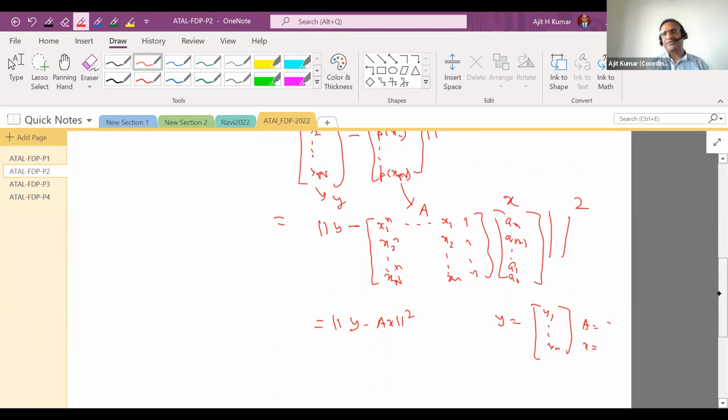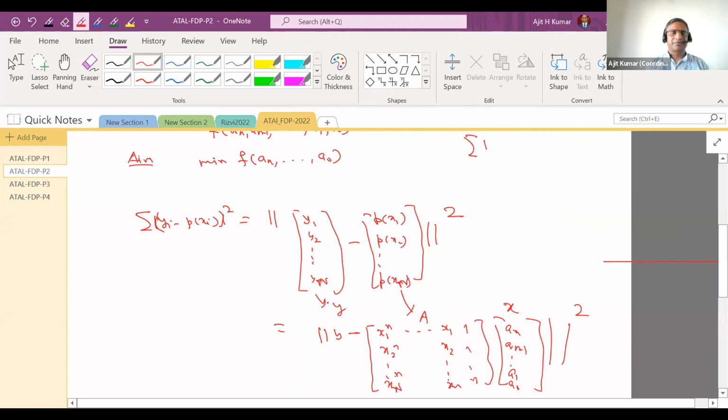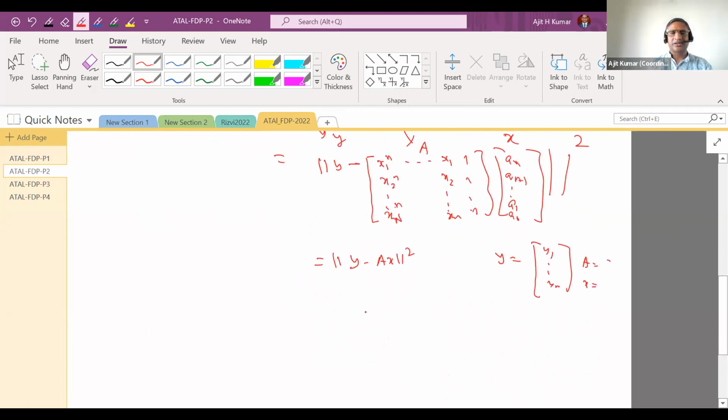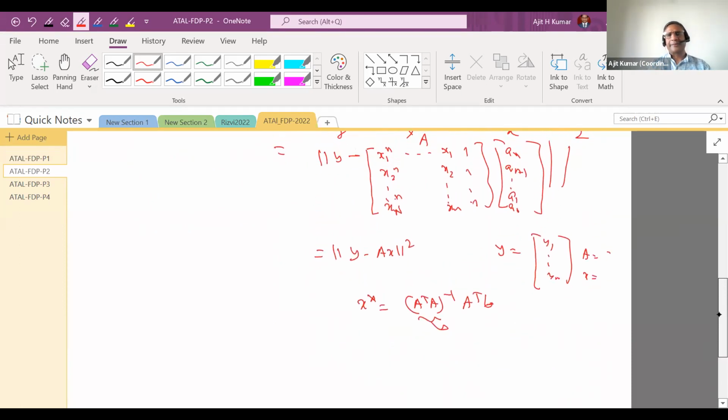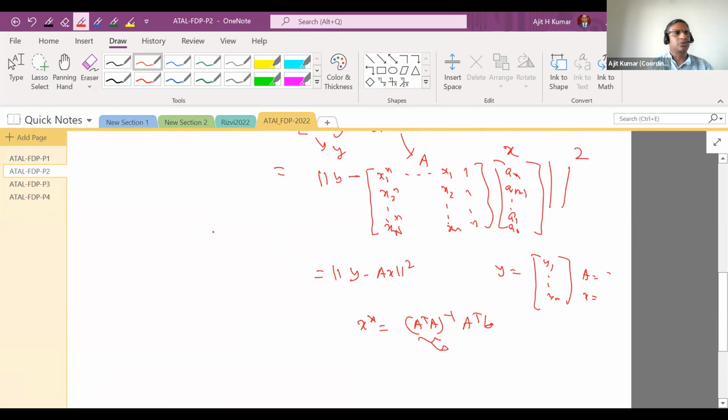So finding this best fit solution is nothing but solving this equation, and we already know the solution. The solution x star is nothing but (A transpose A) inverse A transpose b, except that we assume this is invertible. This being invertible is the same as saying the columns of A are linearly independent. So geometrically you can also tell what kind of points you are expecting. Fine, so this is about least square solution.